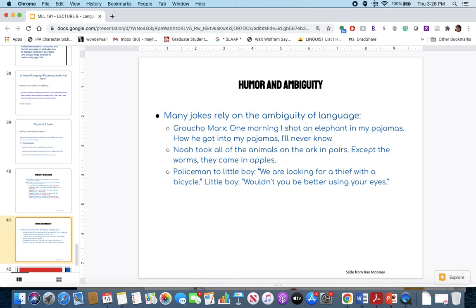Noah took all the animals on the ark in pairs except the worms, they came in apples. Okay, so he's making a joke about the prepositions that we have in English. The policeman said to the little boy, "We're looking for a thief with a bicycle." And the little boy said, "Wouldn't it be better if you used your eyes?" Right? So, again, it's ambiguity. It's all around us, and it's very hard to communicate in this way.